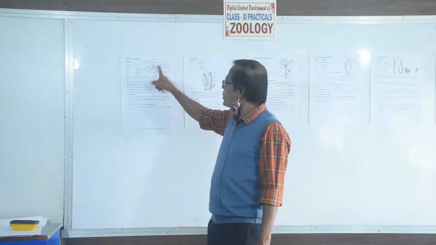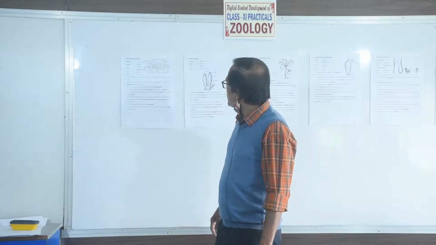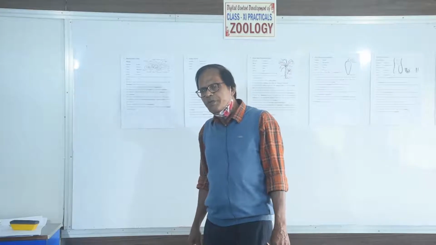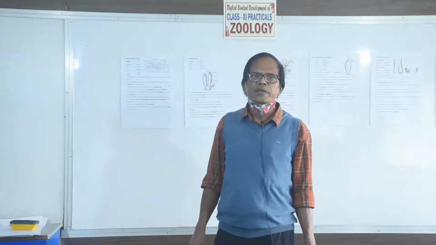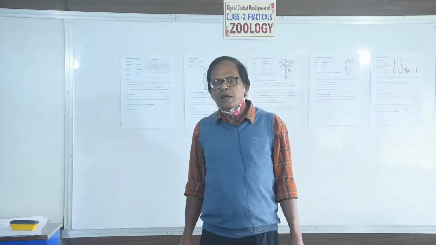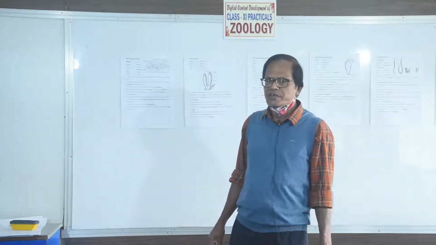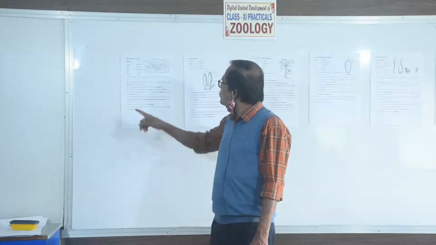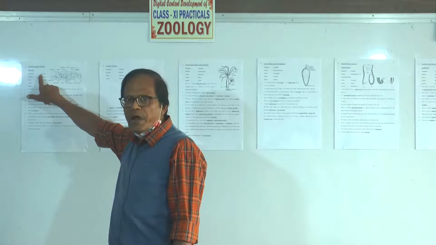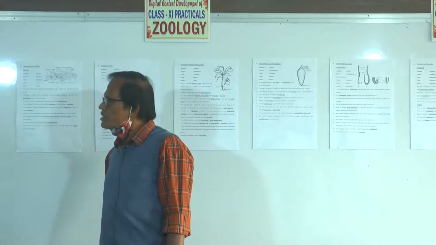This is the figure of Amoeba proteus, and this is the classification. The kingdom is Protista. Before going into its classification, let me tell you something about the five kingdom classification. R.H. Whittaker's five kingdom classification is widely followed in texts, and therefore we have written here Protista. Under this kingdom Protista, the phylum is Protozoa.